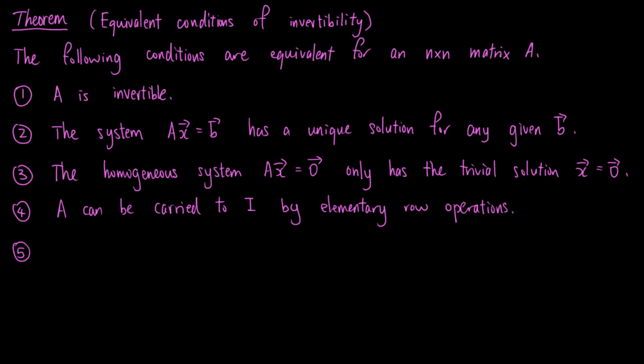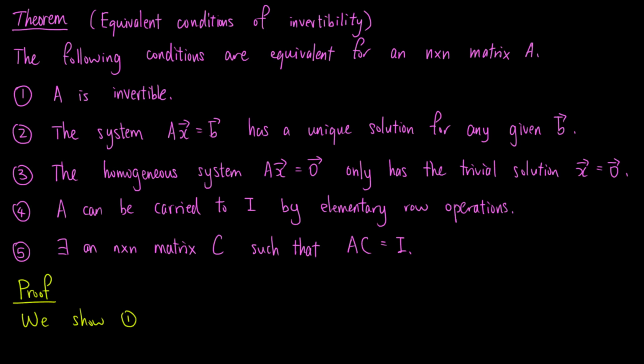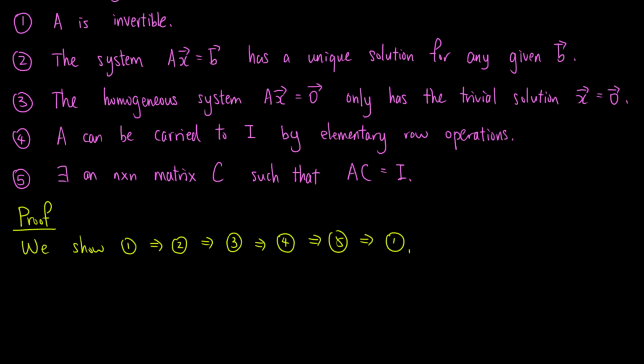The fifth condition is that there exists an n by n matrix C such that A times C equals the identity matrix. Notice that this fifth condition is half the definition of a matrix being invertible, and in this theorem we can prove that this half condition is enough. For the proof, instead of showing that any two conditions are equivalent, we show that 1 implies 2, 2 implies 3, 3 implies 4, 4 implies 5, and 5 implies 1 again. This forms a cycle so that any two conditions are implied by each other, which saves a lot of effort.